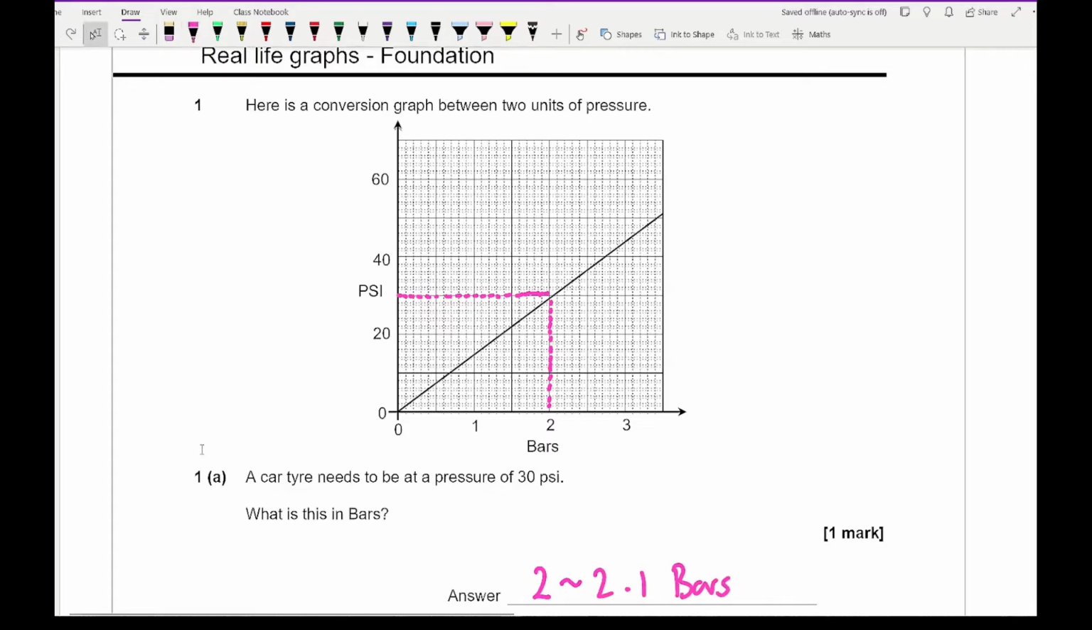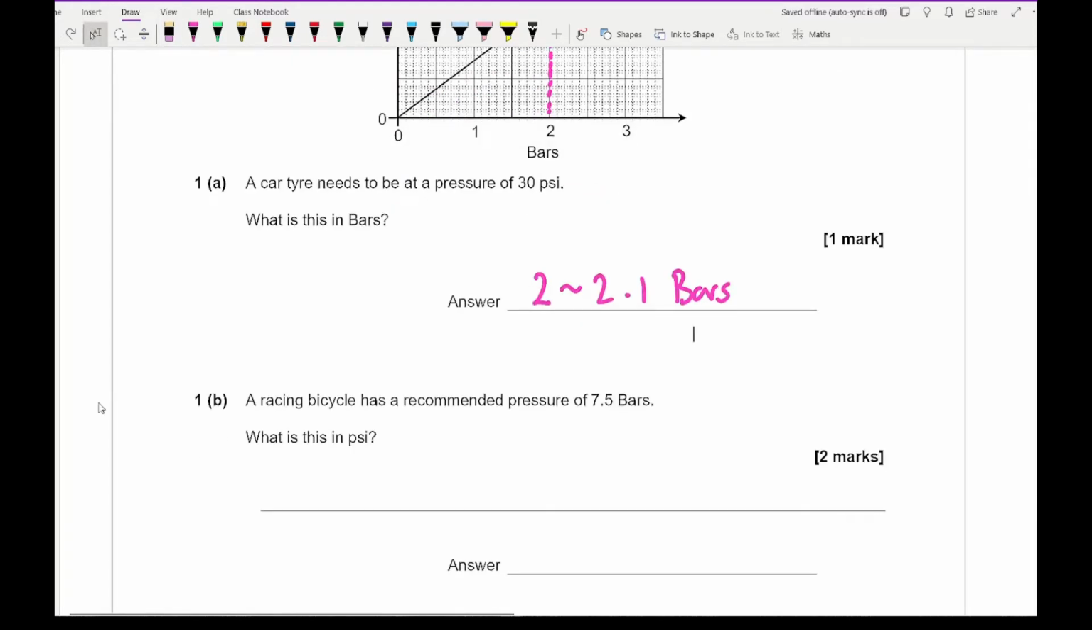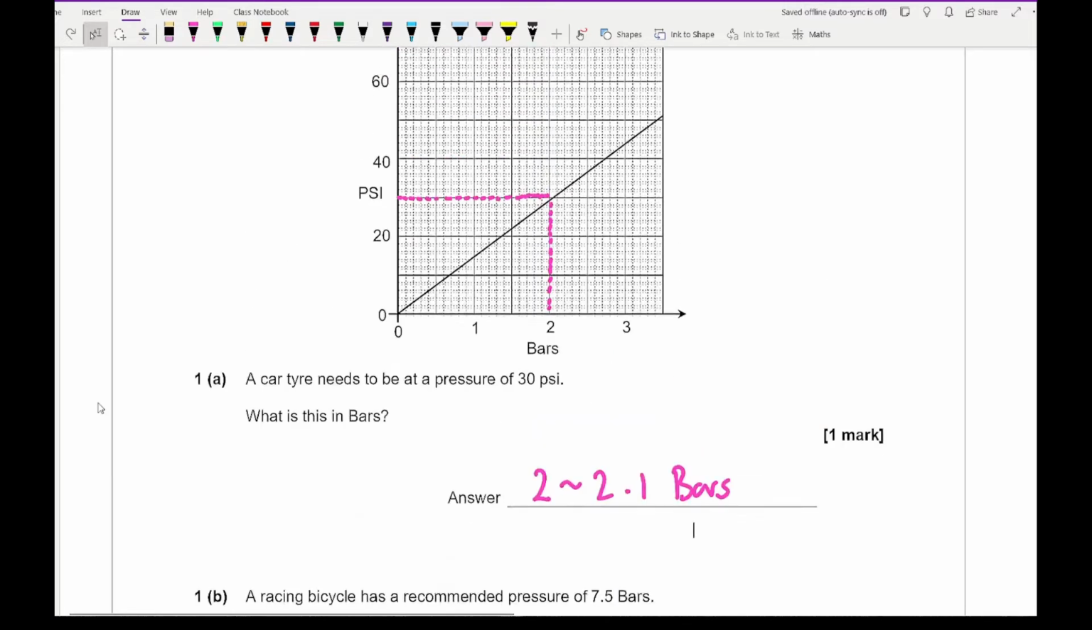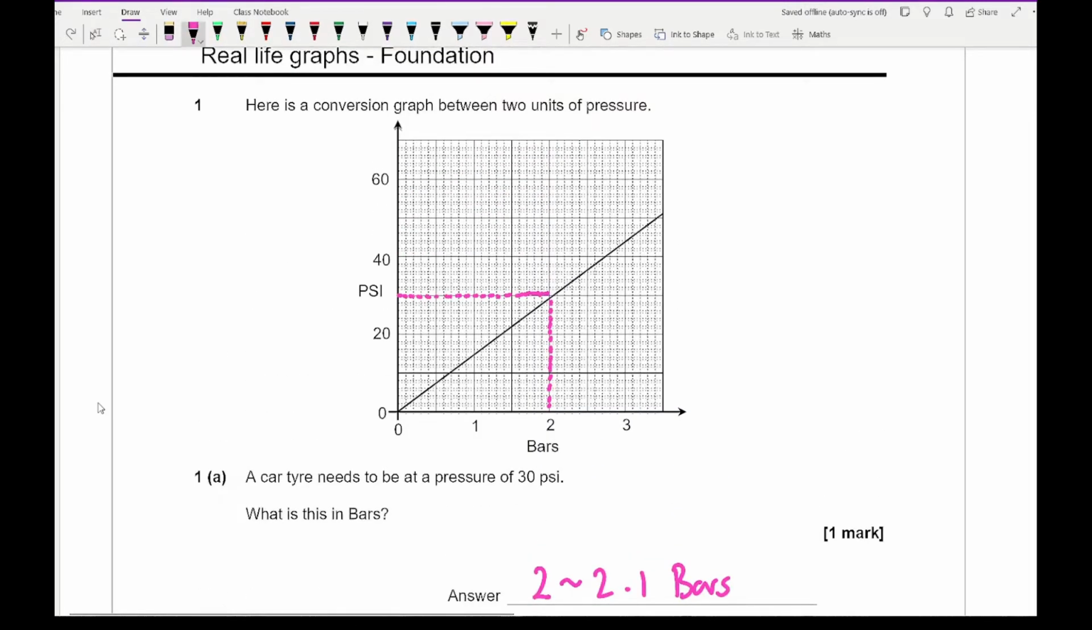The equivalent of 30 psi. The next question then says that a racing bicycle has a recommended pressure of 7.5 bars. What is this in psi? Now looking at the graph, it only goes up as far as 3.5. So what we need to try and do is manipulate to try and get 7.5, but using the horizontal scale that we've got. Now there's a couple of ways in which we could do this. We could work out what 1 bar is, which is going to be roughly around 16, I would say. So it's around 16 psi.